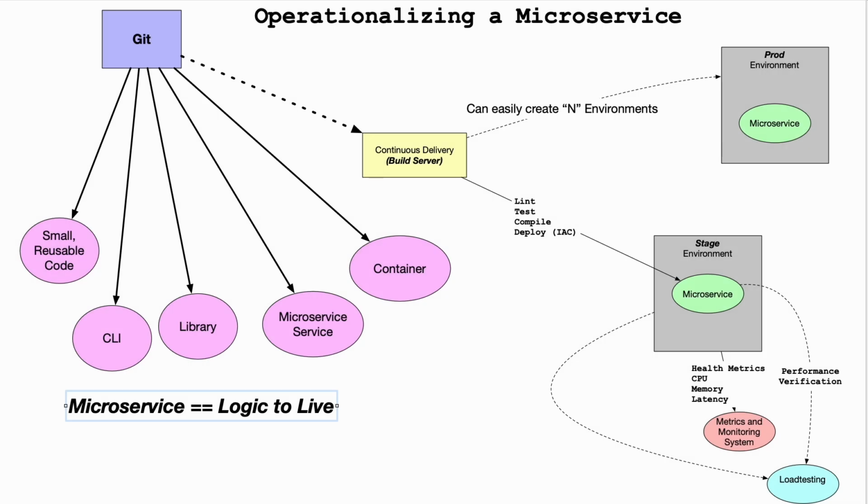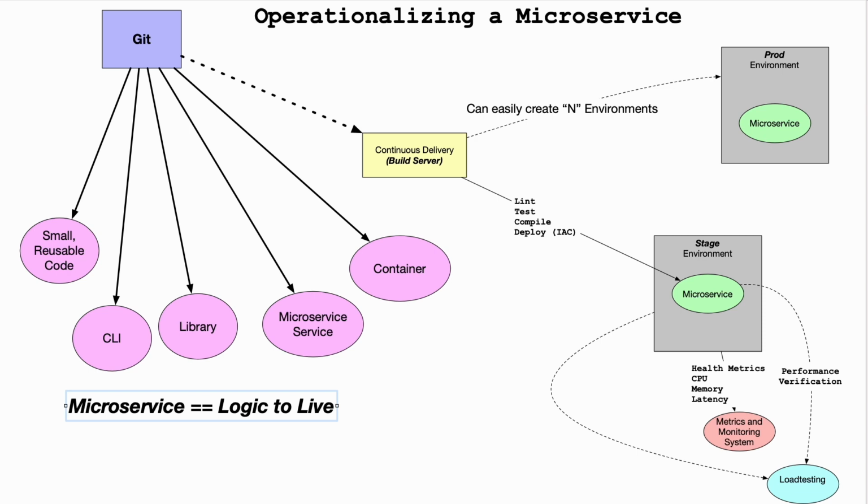Here we have a diagram of operationalizing a microservice. Notice that in Git, some of the advantages of a microservice come alive. I really like to think about a microservice in terms of the concept of logic that you go live with.